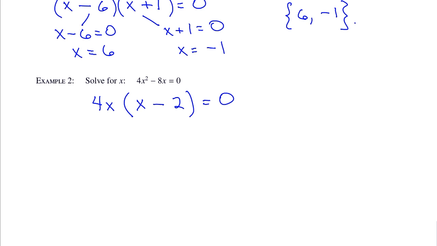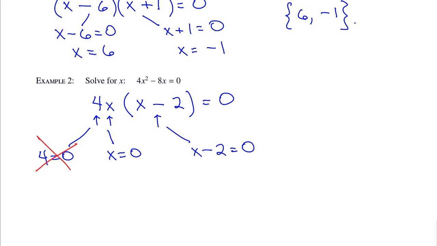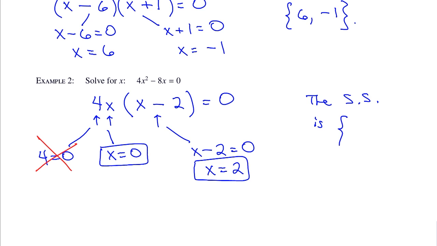Here, we have 3 factors being multiplied together to give us 0. We have the 4, the x, and the x minus 2. We set each of these equal to 0. So 4 equals 0, x equals 0, and x minus 2 equals 0. The 4 equals 0 doesn't make any sense, so we get rid of that. x equals 0, that one's already done, and then we solve the last equation with x equals 2. And we'll write this as a solution set. So the solution set is 0 and 2.